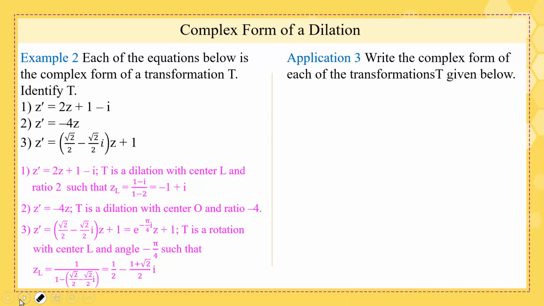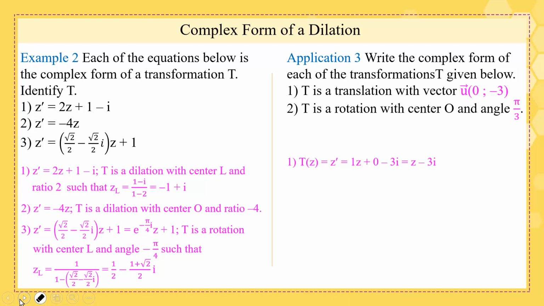Finally, the third application: write the complex form of each of the following transformations T given below. First, T is a translation with vector u of components 0, minus 3. Stop the video and try to solve it alone. The solution is Z prime equal 1Z plus 0 minus 3I. So Z prime equals Z minus 3I.